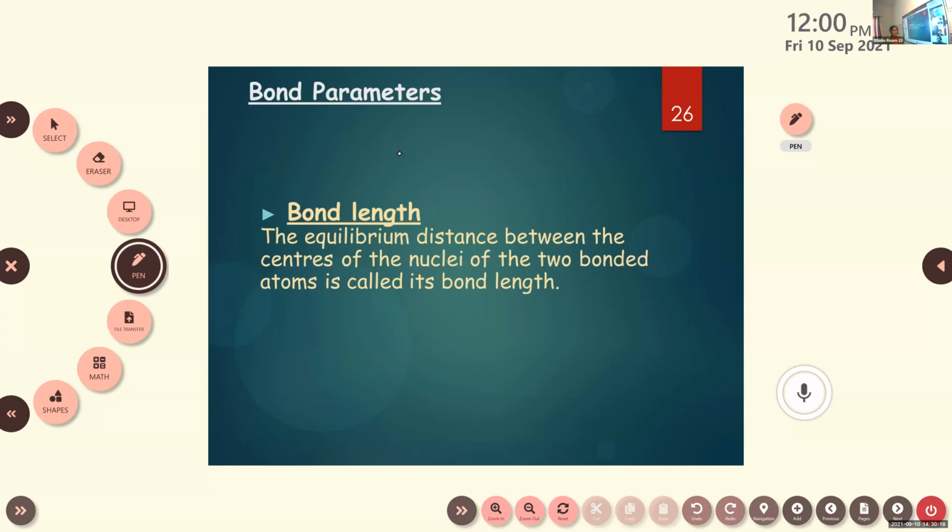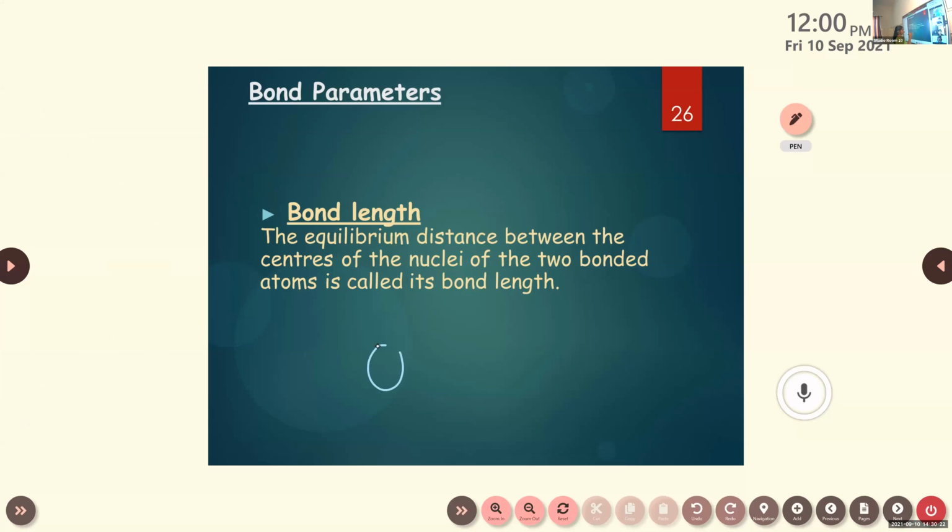You know that there are two types of bonding, ionic bonding and covalent bonding. If two atoms are joined together either by ionic bond or covalent bond, the equilibrium distance between the centers of these two bonded atoms is called its bond length. Clear? And related to this bond length, we will learn certain types of radius that we have already learned in the previous chapter, that is covalent radius, van der Waals radius, metallic radius, etc. Clear, children?